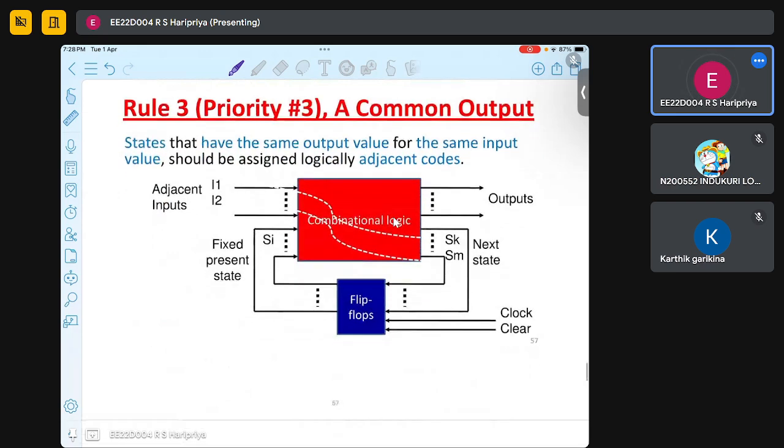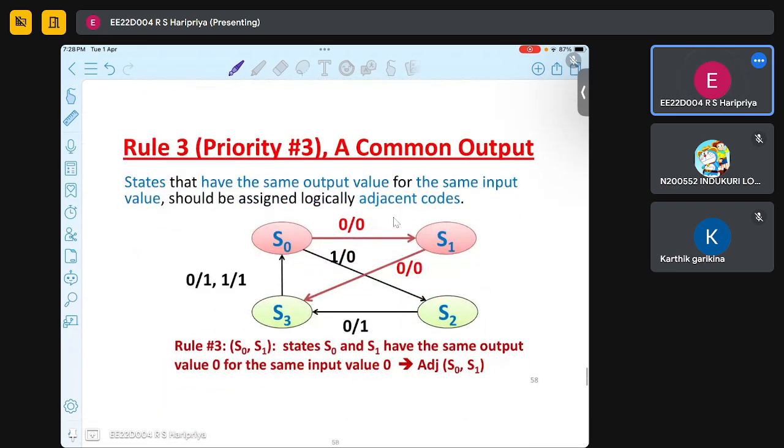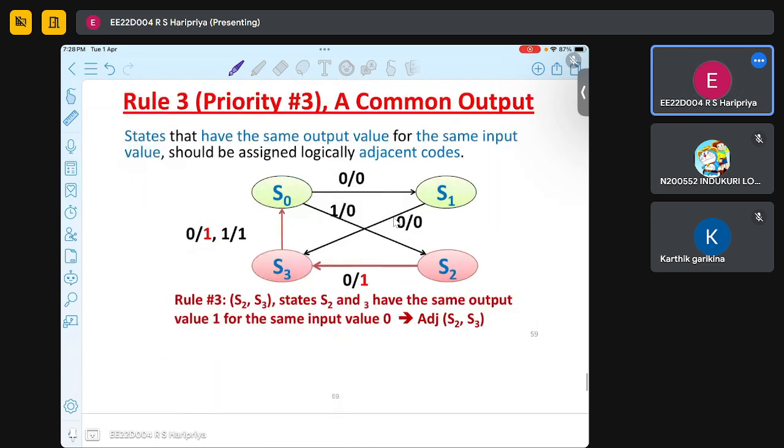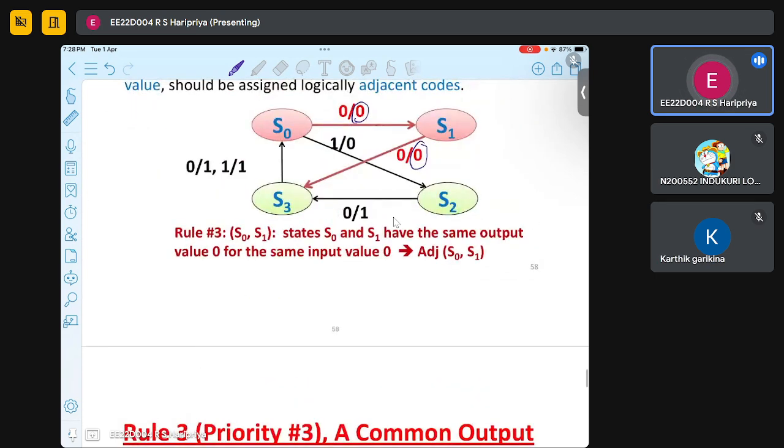And rule 3 is common output. This output is also 0. This is also 0. This also is 1. This also 1. Like it's coming output 1, next output 1. So they are adjacent. So 2, 3 are adjacent. Again here 0, 1 are adjacent.